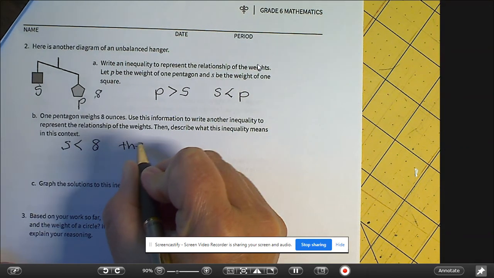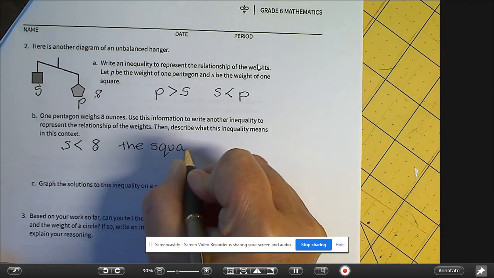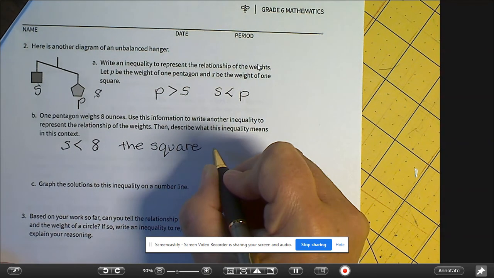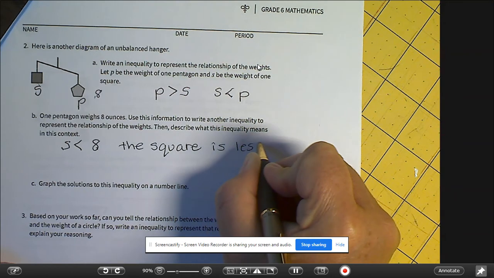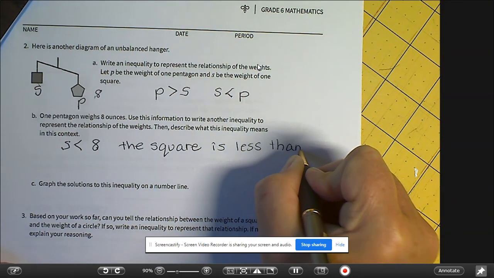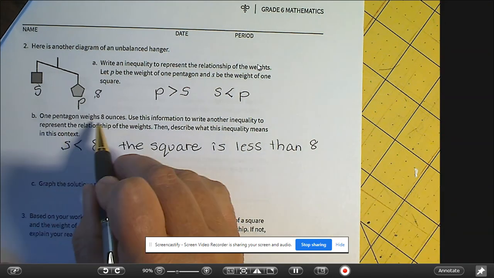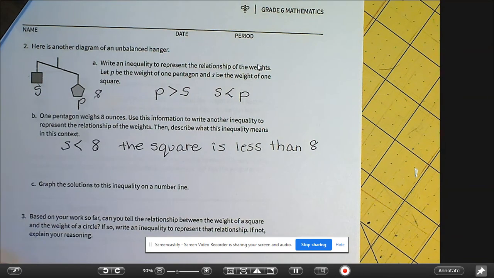The book is crazy. All right, it's wrong again. So I'm thinking about why. The square is less than 8. The pentagon weighs 8, and that's less. Okay.